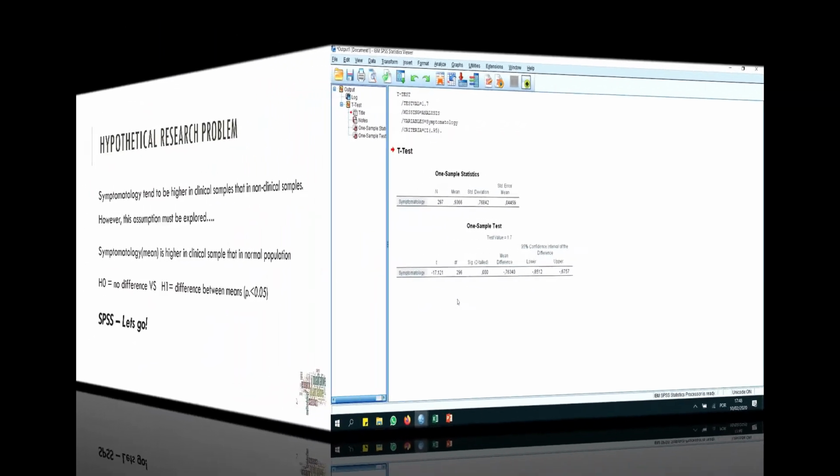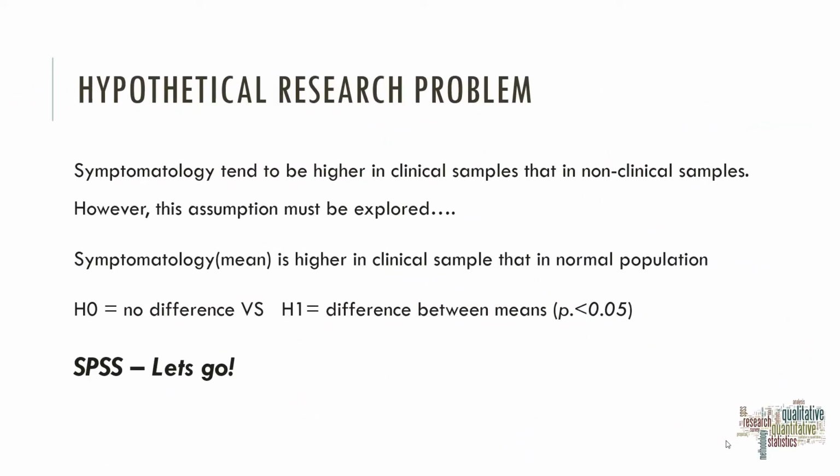So here we have a significant result, which means that we can now look first at our hypothesis. So we can see that symptomatology is higher in the clinical sample than in the normal population. So there is a significant difference between the means in our sample and that hypothesized value of 1.7, which is a hypothetical value for a normal population. So we reject the null hypothesis and we accept the H1 hypothesis. Okay?